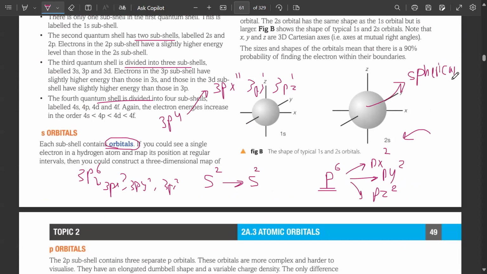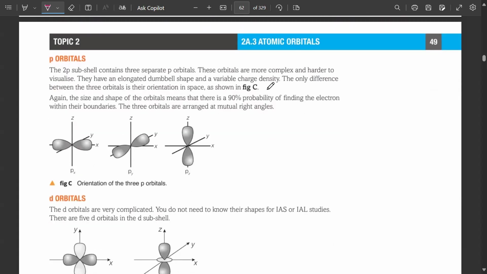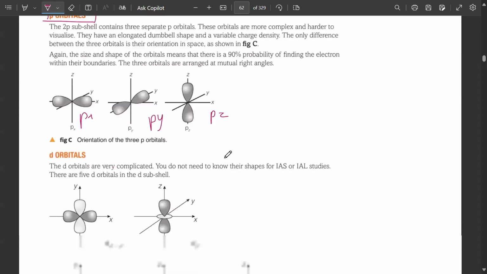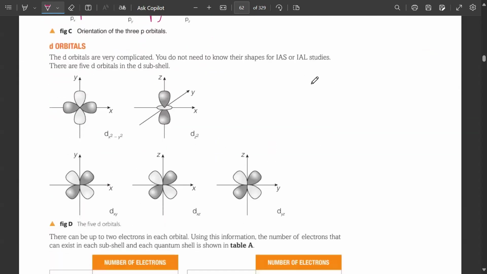It is always spherical. All s orbitals are spherical. And if you talk about p orbitals, they all have a dumbbell shape. ये आपके पास है px orbital, this is your py orbital along the y-axis, and this is your pz orbital along the z-axis. d orbitals 5 types के होते हैं.